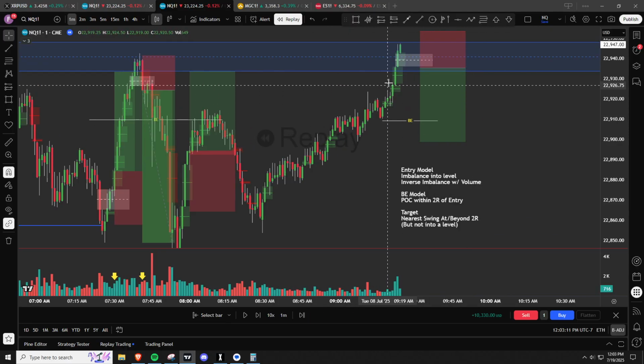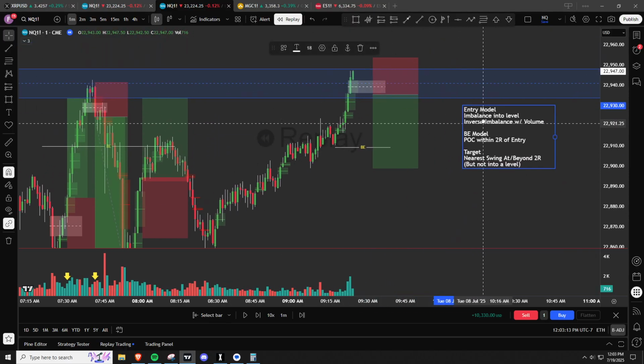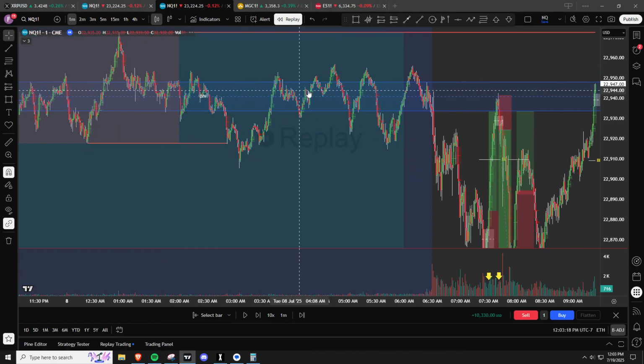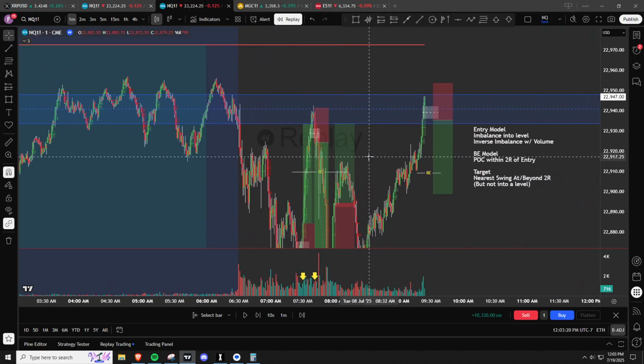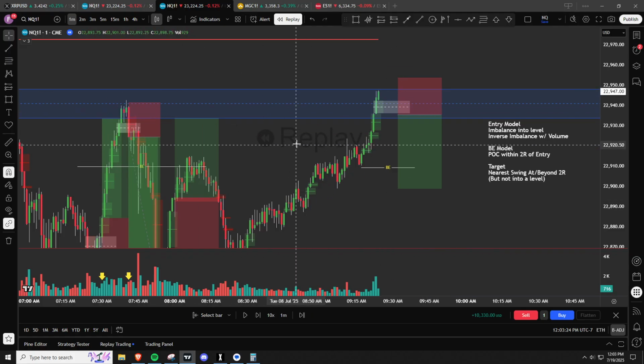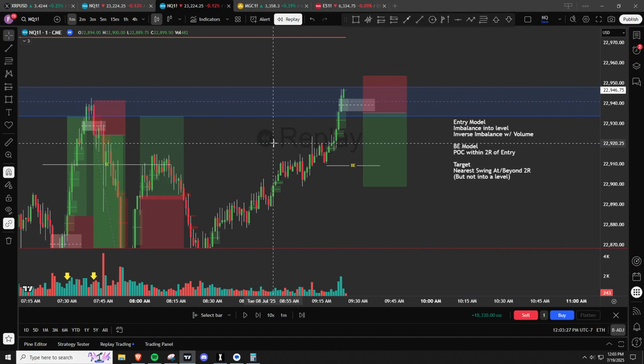All right, we created imbalance going up to this level yet again. You can see we've been rejecting off this level quite a bit. Overnight it worked as support mostly. New York session, it's definitely working as resistance. So let's see if we can get a signal here.